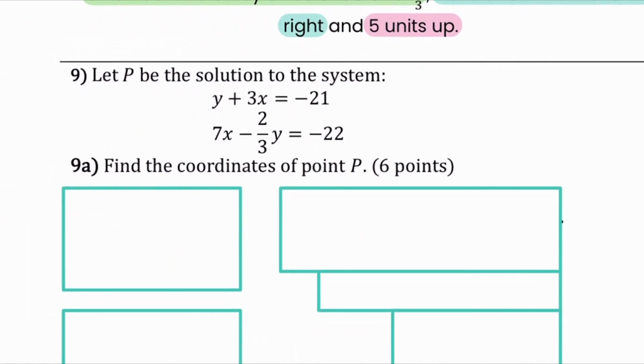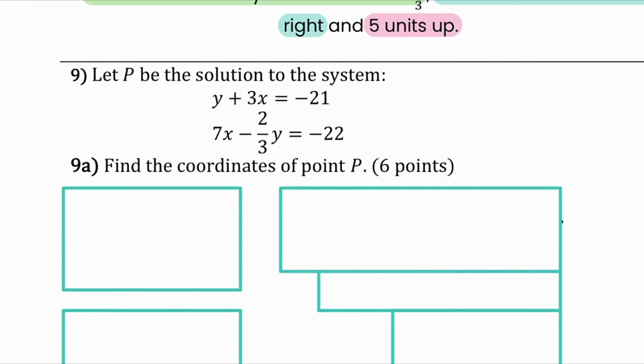So that concludes number 8. Let's look at number 9. It says, let P be the solution to this system. y plus 3x equals negative 21, and 7x minus 2/3 y equals negative 22. I know y'all might be shaking in your boots by seeing this fraction, but here we got two options. We either have the option of elimination or substitution.